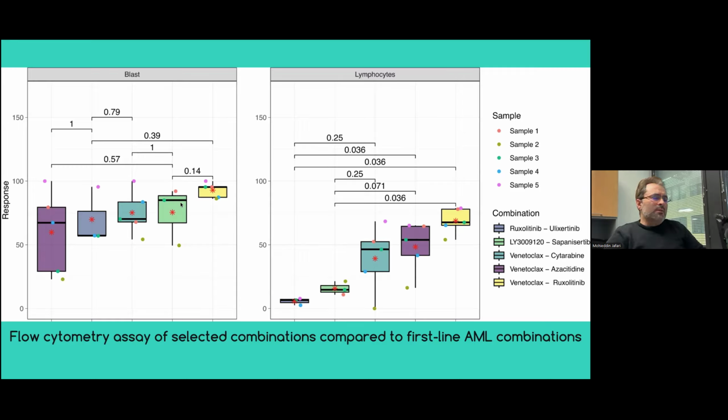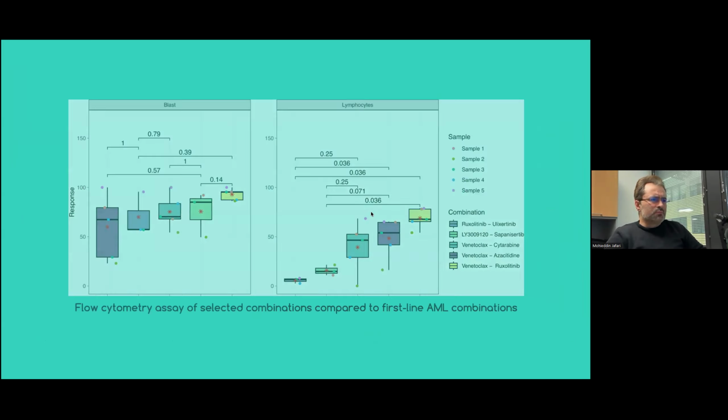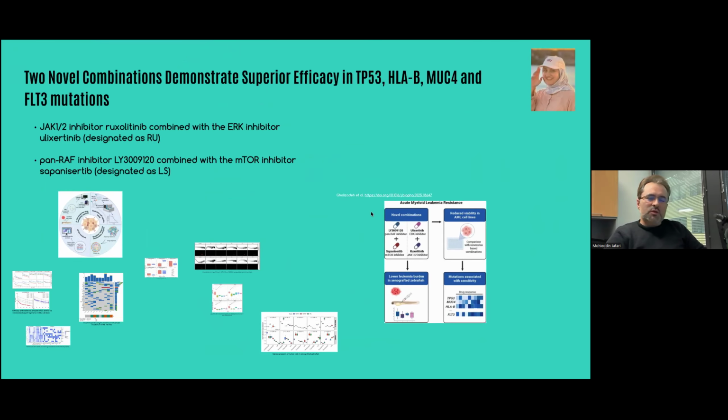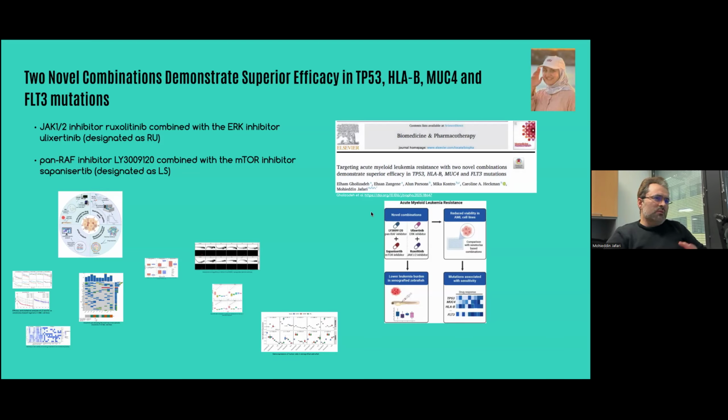In the last part of this study, we want to show how our new combinations work compared to the venetoclax combination, which is one of the frontline combinations in AML. We show that in the case of blast cells they work similarly, but toxicity is much less than the venetoclax combination. Then we go for further validation using in vivo models and also more ex vivo models. These works were also published in the Biomedicine and Pharmacotherapy journal.